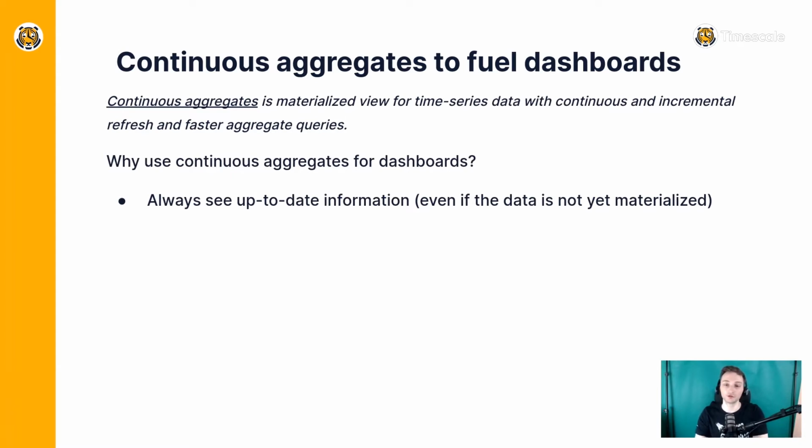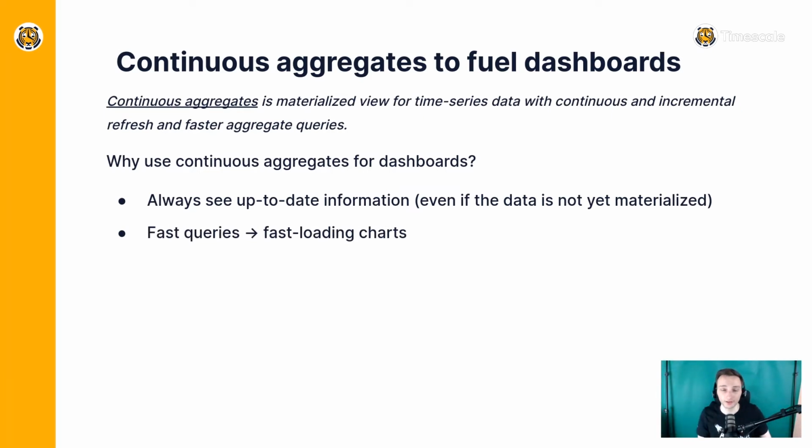If your dashboards rely on the materialized view, and it's just a regular Postgres materialized view, then the dashboard will not have the up-to-date data. With continuous aggregates, the dashboard will always have the up-to-date information, because the continuous aggregate will return the data that is already materialized from the materialized table, and data that is not yet materialized will be returned from the actual underlying table. This way, all the data that is there in the database will be shown on your dashboard.